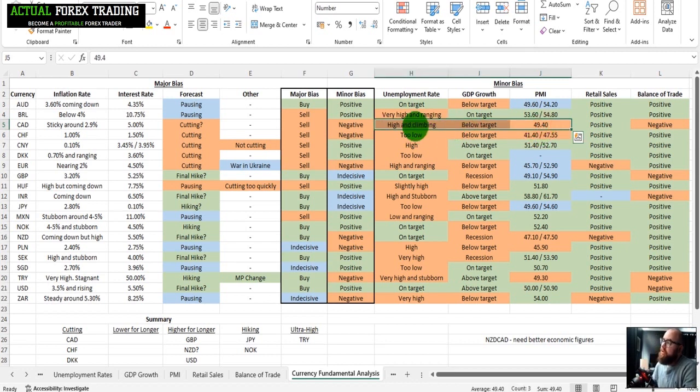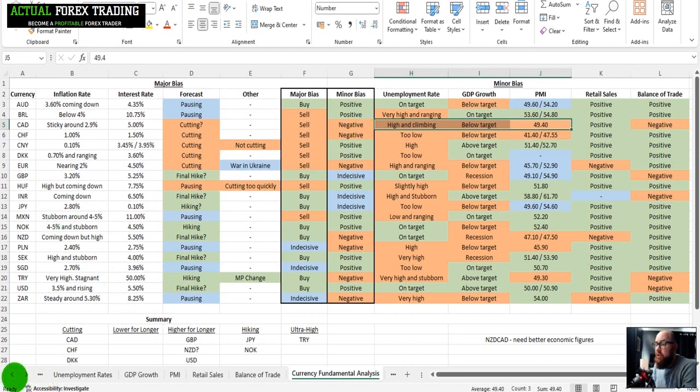This gives a bit of oomph to a potential rate cut. A potential rate cut would potentially stimulate the economy and maybe improve these economic figures. So I'm looking to sell the Canadian dollar.